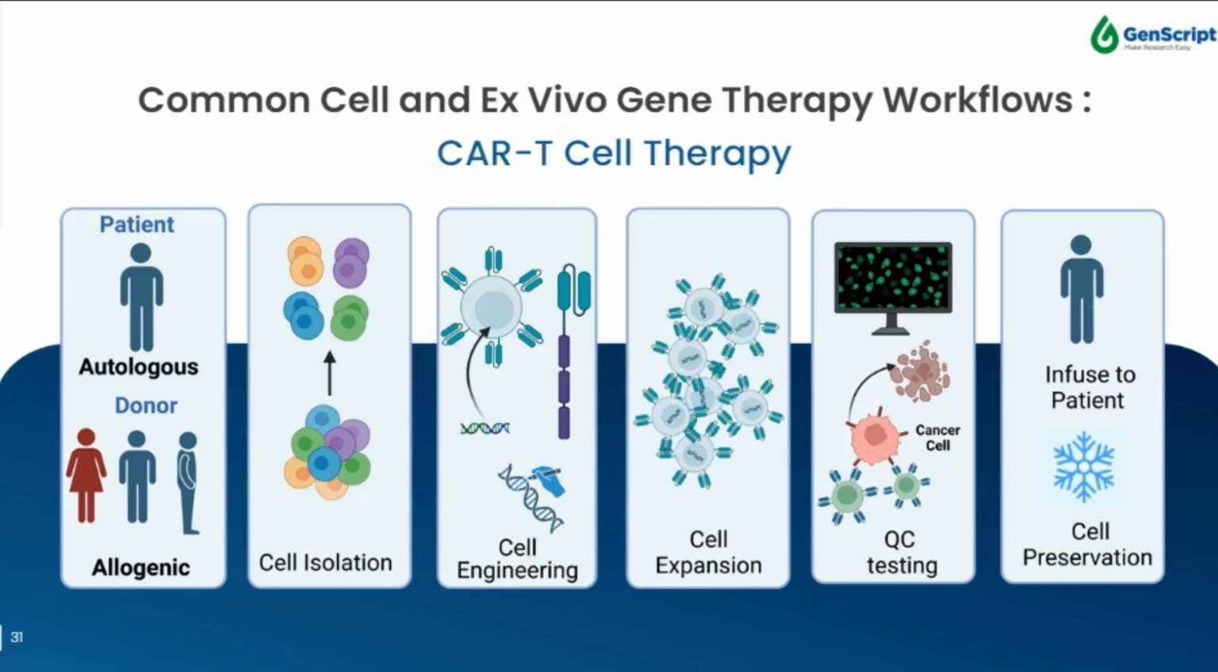A common cell and ex vivo gene therapy workflow is shown here. The cell therapy process has three key steps: cell isolation, activation, and engineering. And producing cell and gene therapy is a complex process. It involves multiple products from different sources, making it more complicated.